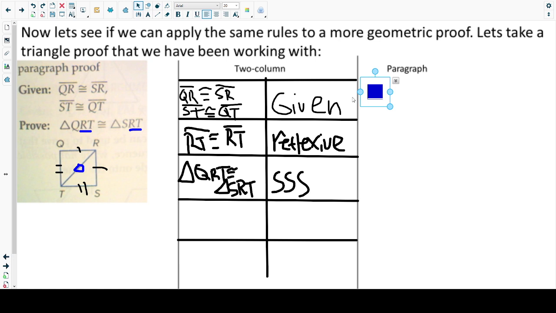So how do we translate this into a paragraph form, right? Again, we're using geometric reasoning now, not algebraic, but the rules still apply. A sentence for each line, 3 parts to each sentence. So we start with our given, introducing the problem. This takes a little bit of time getting used to, but it might go something like this.